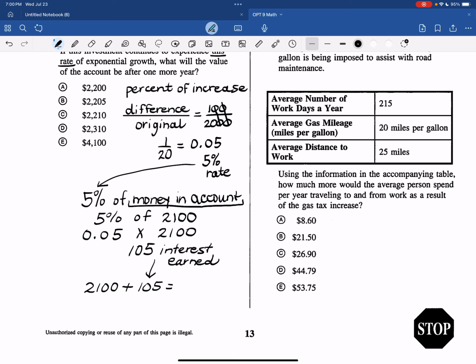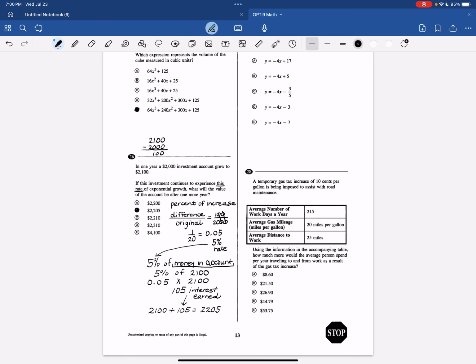And so at the end of the second year, that account has grown even more. It has compounded itself to a total of 2,205. So the answer you want is B as in Bravo. That is not an easy question, but it's an important one if you make investments.